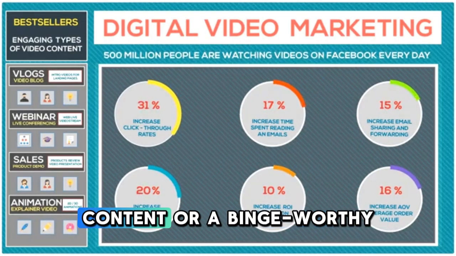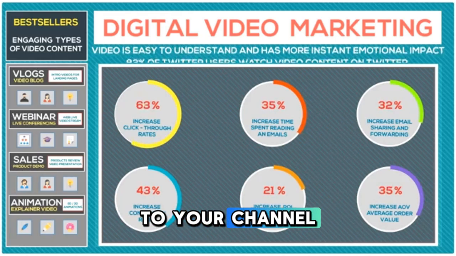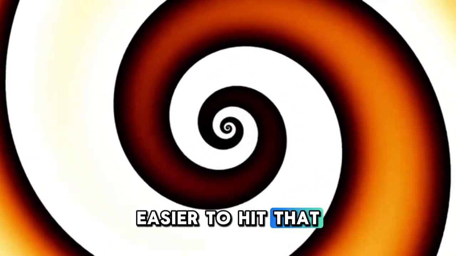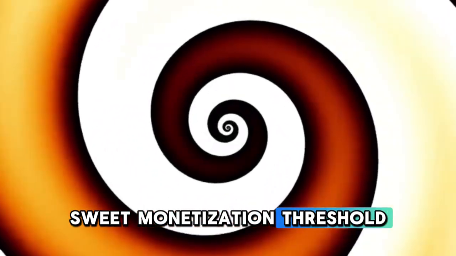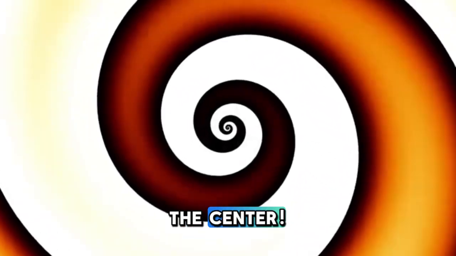Don't forget about end screens. Add these to every single video. Suggest your best performing content or a binge-worthy playlist. This keeps viewers glued to your channel, boosts those precious watch hours, and makes it way easier to hit that sweet monetization threshold. It's like creating a YouTube rabbit hole with your content at the center.